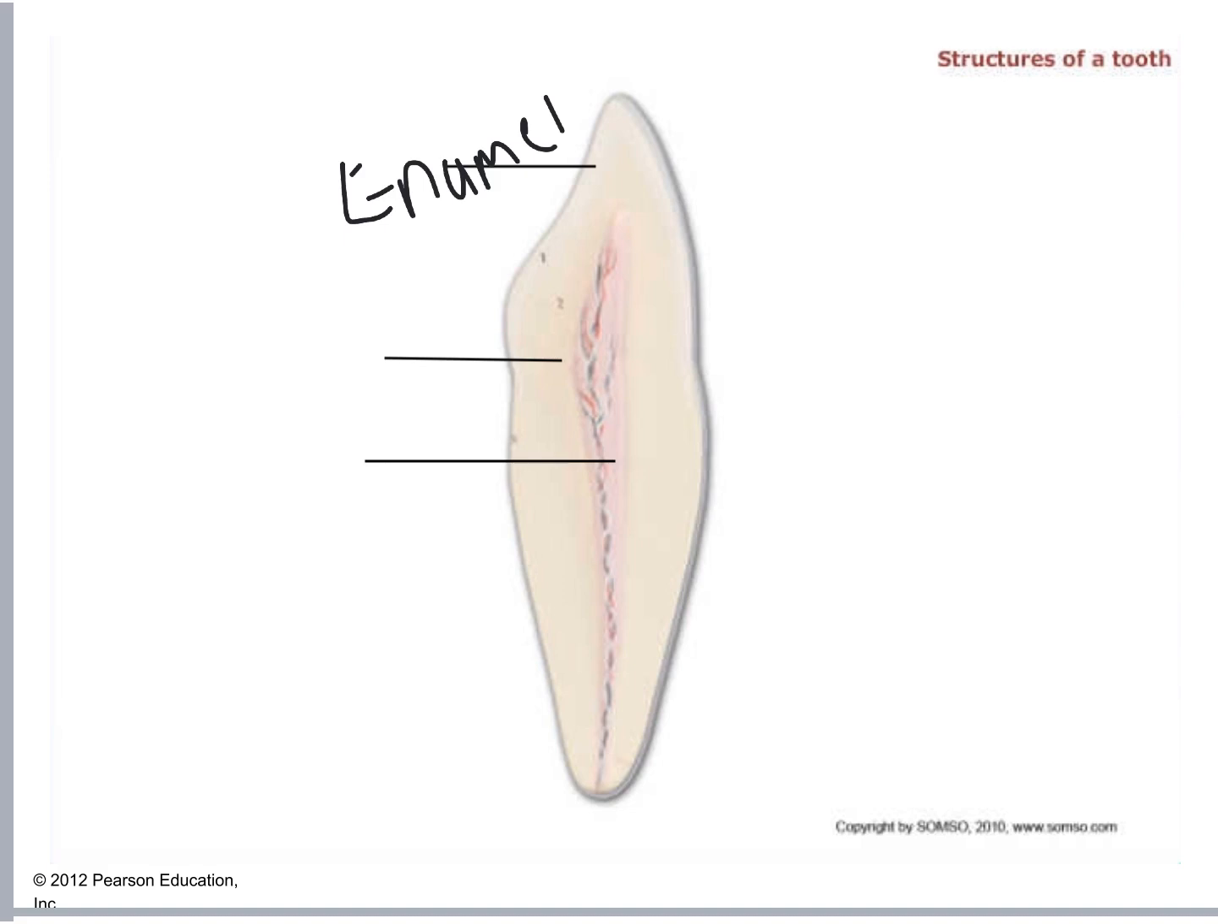The next line is pointing to a tissue called dentin, D-E-N-T-I-N. The dentin, which goes all the way around the crown and the root and the neck of a tooth, has a yellow color to it. So as the enamel wears down, the yellow appears behind it. And then the next line is pointing to a cavity inside of each tooth, which is known as the pulp cavity. Inside of the pulp cavity, we have blood vessels and a nerve supply.